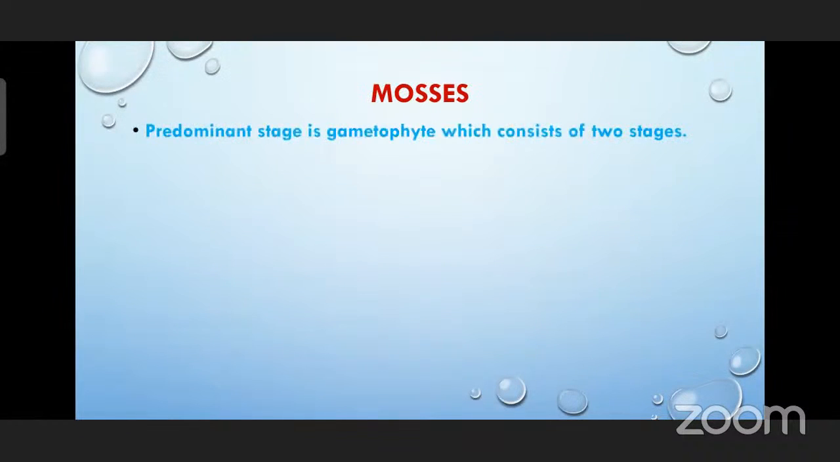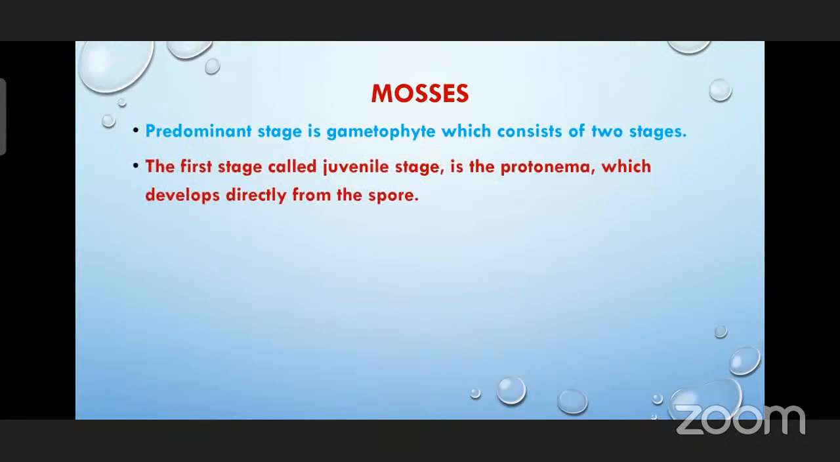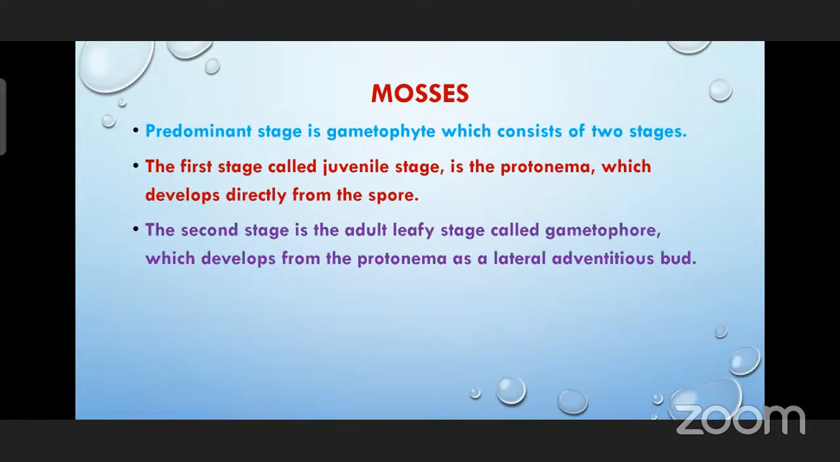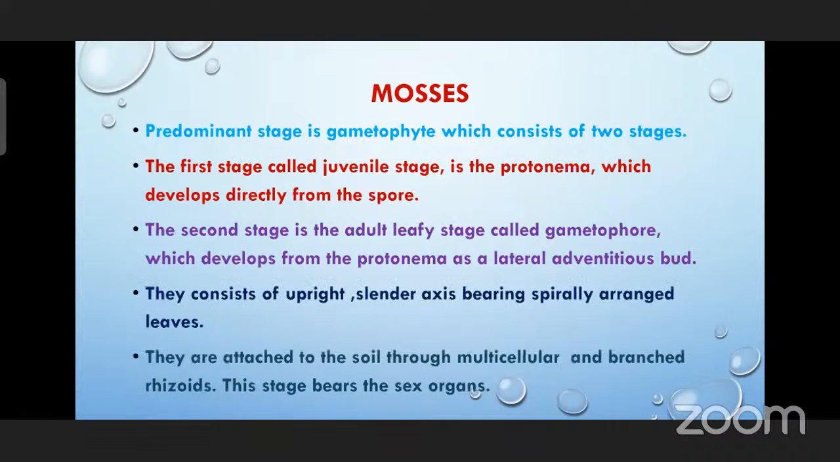Next, mosses, the third type. Here also the predominant stage is the gametophyte, which consists of two stages. The first stage is called the juvenile stage, the protonema, which develops directly from the spore. It will develop as a protonema, a mass of cells. The second stage is the adult leafy stage called the gametophore. Gametophore means gametophyte, and it develops the gametes. This gametophore develops from the same protonema.